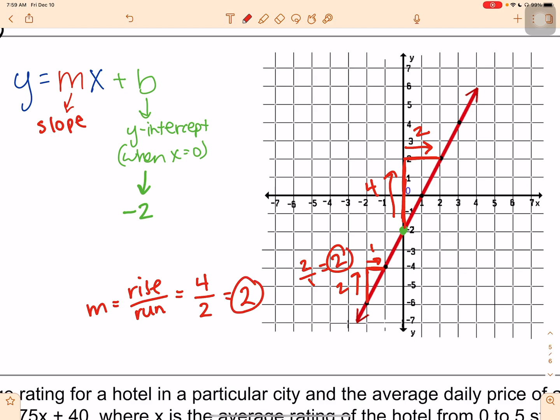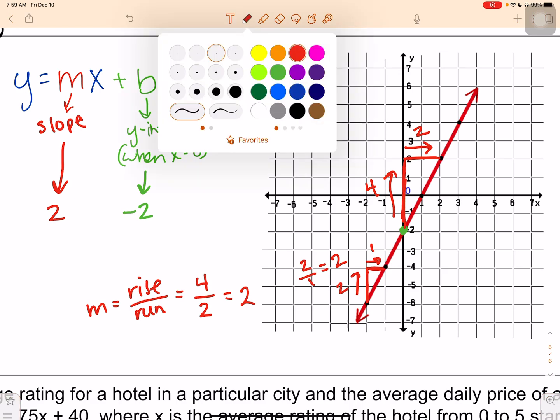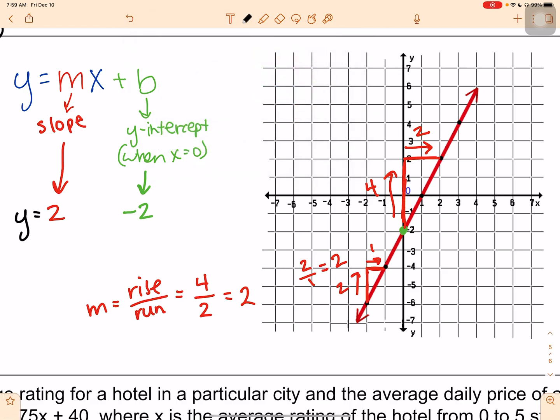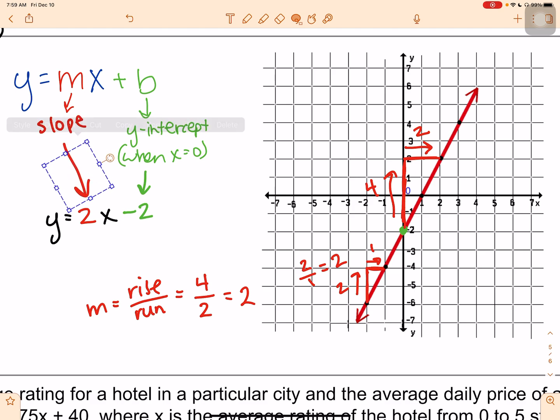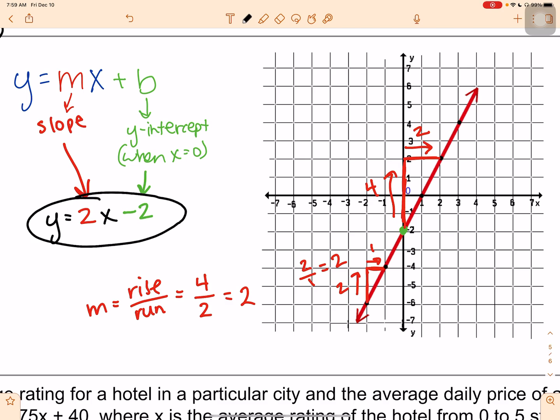So they're the same slope, right? No matter which 2 points you pick, they should be the exact same slope. Our slope here is positive 2, because it's going up from left to right. So y equals 2x minus 2. The rule for this one is y equals 2x minus 2.